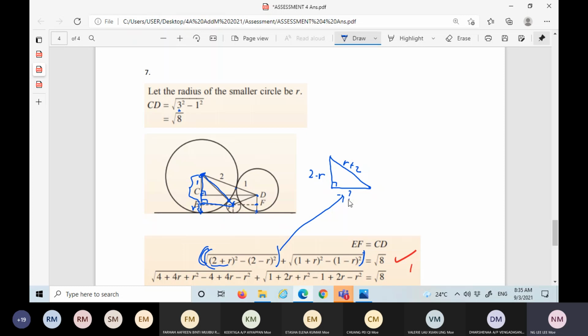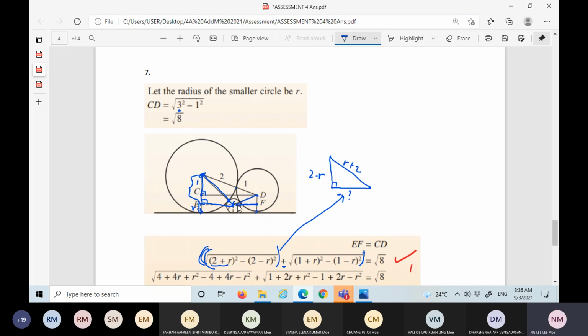That's why I say this question is very good. It involves a lot of thinking. So Pythagoras theorem: R plus 2 squared minus 2 minus R squared, and then square root it. So this is for this length. The other portion is this.